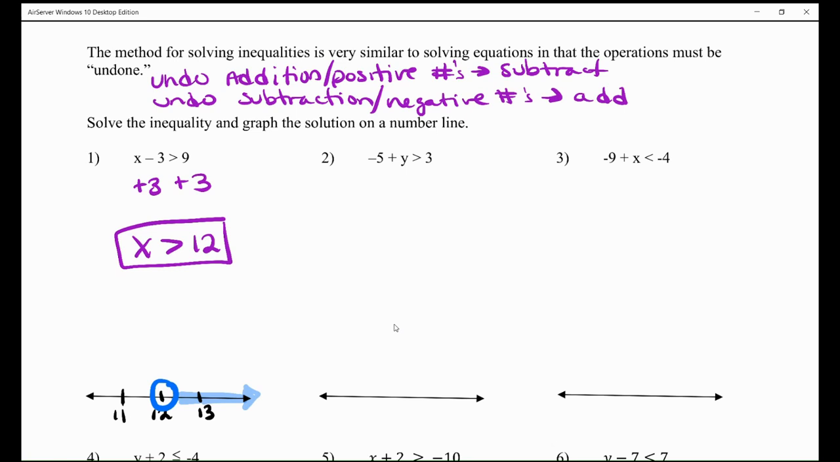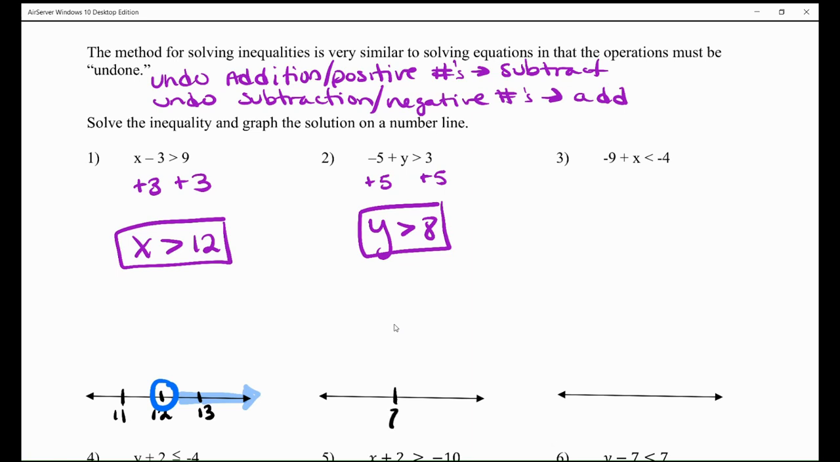For number 2, on the side with the variable, we have negative 5 plus y. So to undo the negative 5, we're going to add 5 to both sides because negative 5 plus 5 is 0. So we get y is greater than 8.